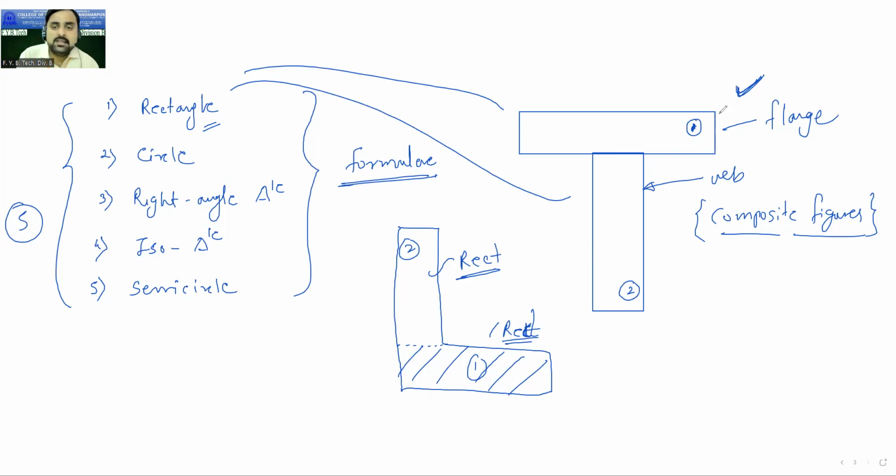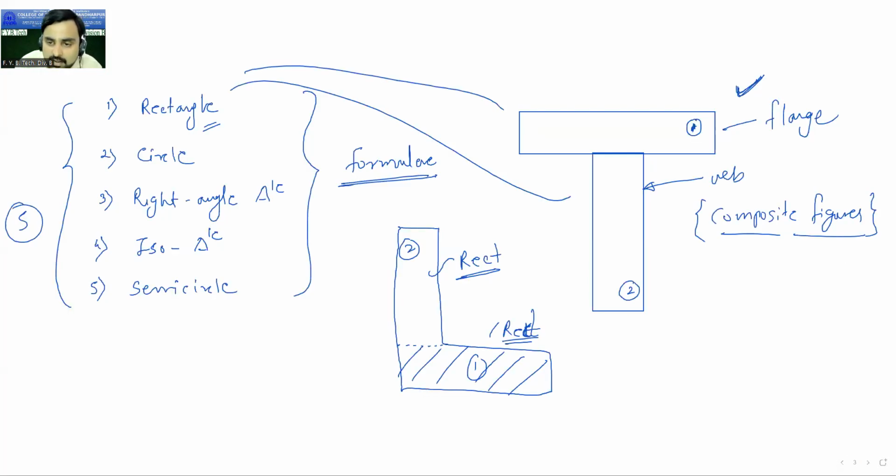So now we will see what is the formula to calculate the centroid of composite sections. Okay, what do we mean by composite section? Whenever a figure is made up of two or more simple figures. What do we call a simple figure? If it is a rectangle, circle, triangle, semicircle, these are our simple figures.